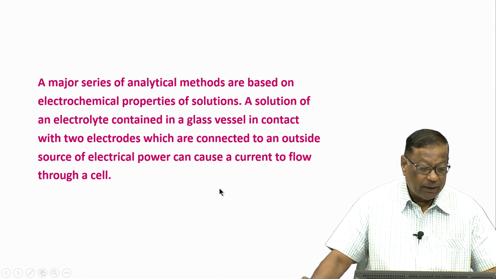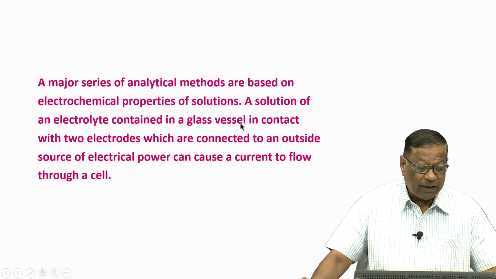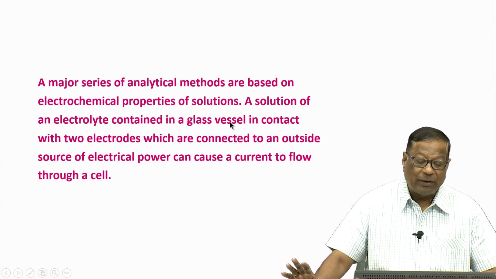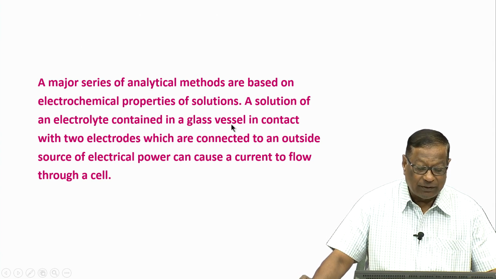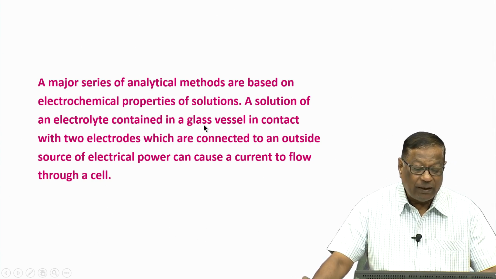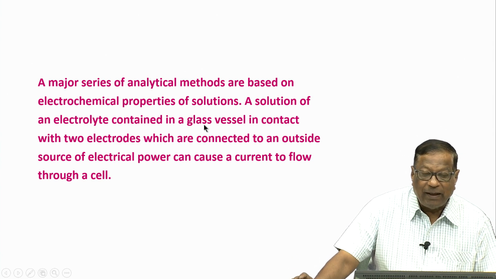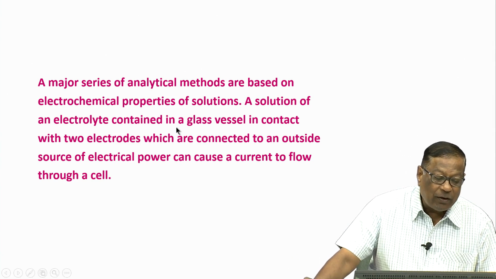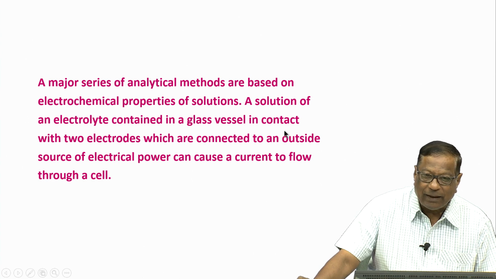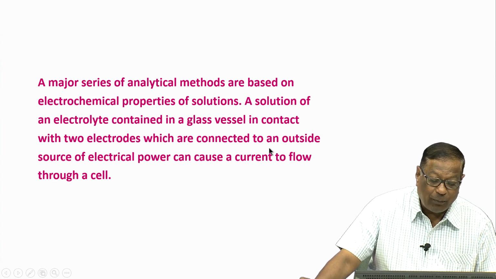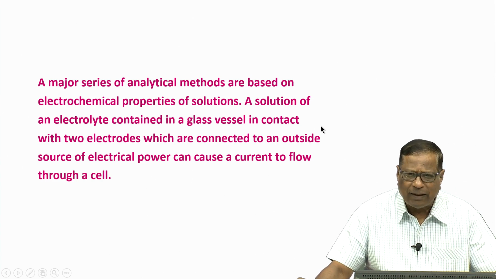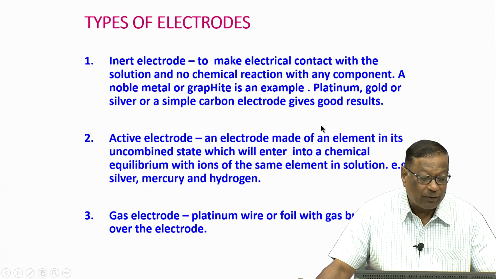A major series of analytical methods are based on the electrochemical properties of solutions. A solution of the electrolyte contained in a glass vessel in contact with two electrodes, which are connected to an outside source of electrical power, can cause a current to flow through a cell. This is the galvanic cell, which I had already described to you.